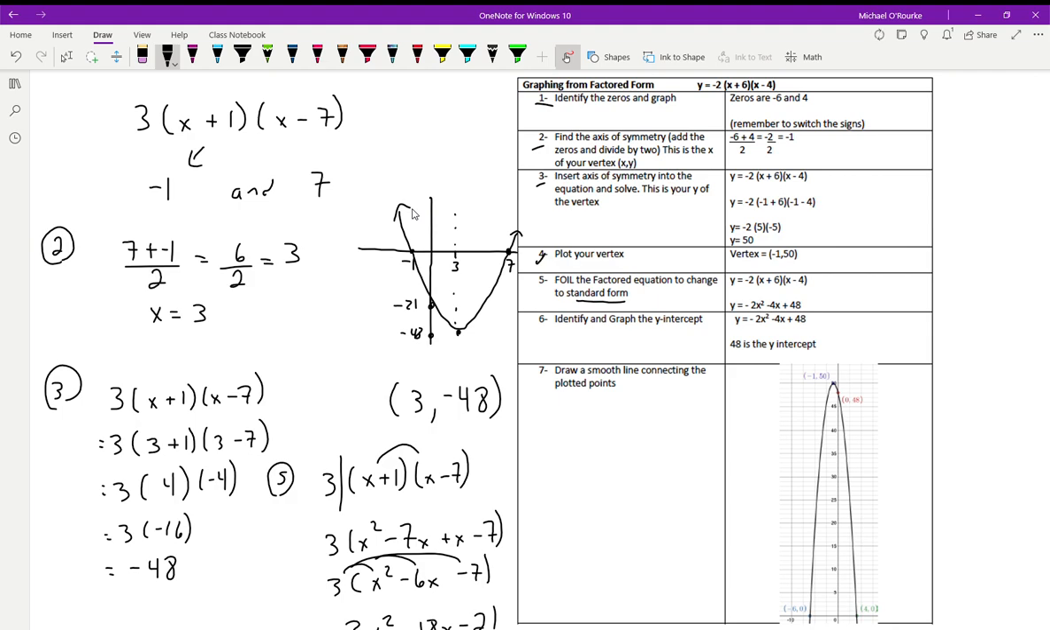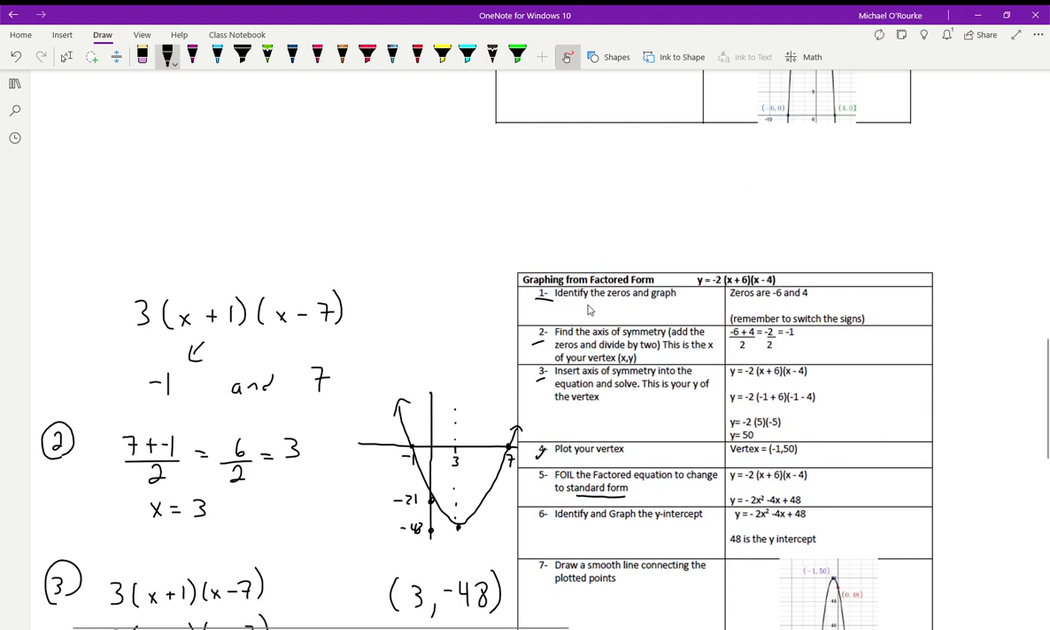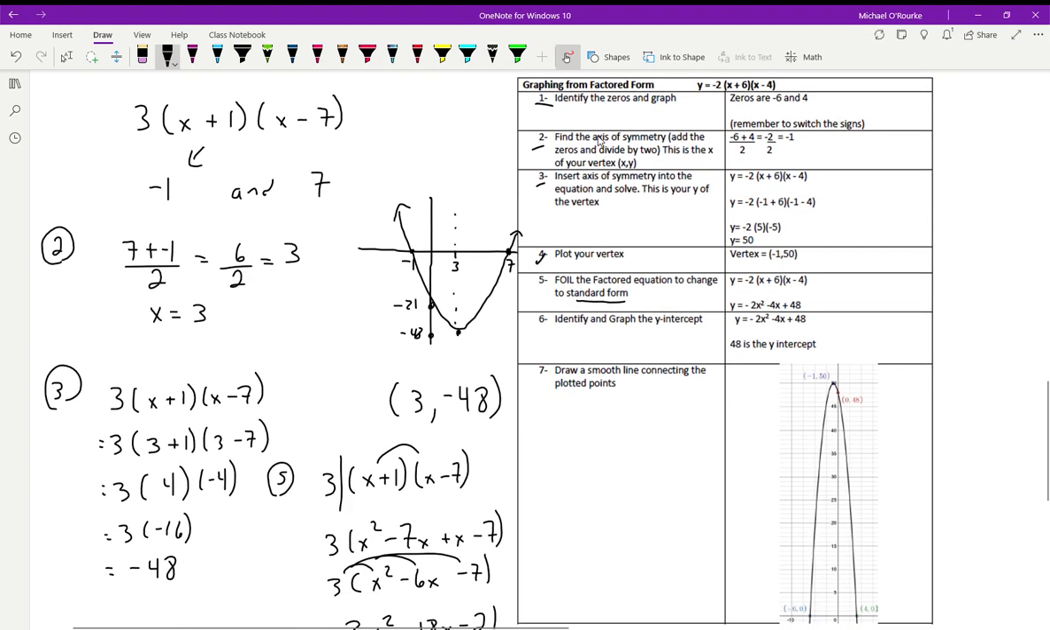Okay. So here's a couple examples of how you work through graphing from factored form. Okay, so you just need to follow these steps through.